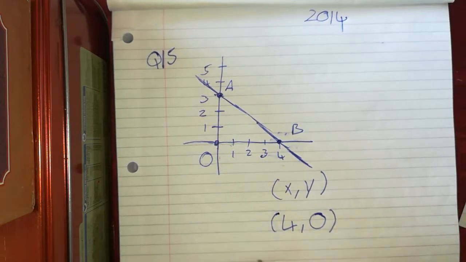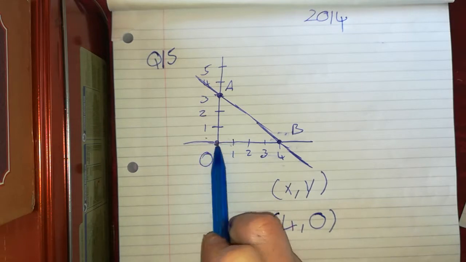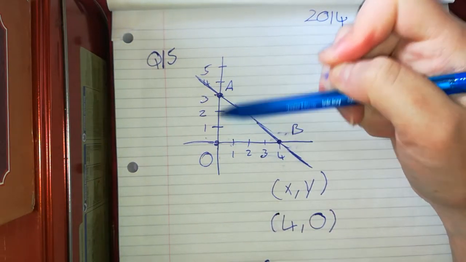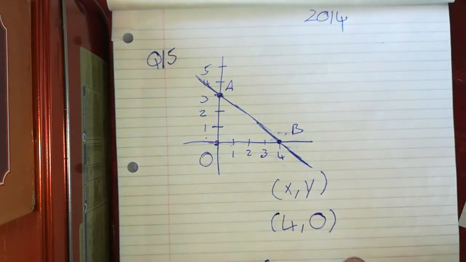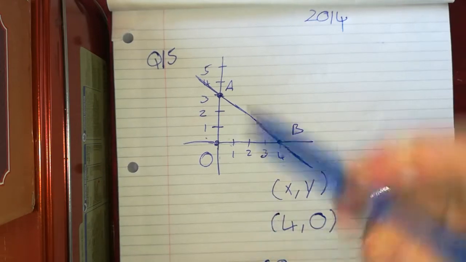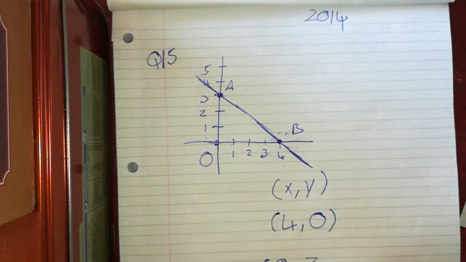And this one, if we want to know how much it's gone across, it hasn't gone across and it's on the y-axis. So if a point is on the y-axis, the x point will be 0. And then the y point is 3.